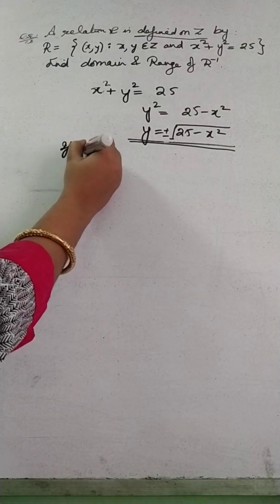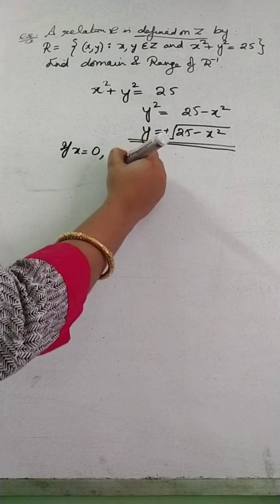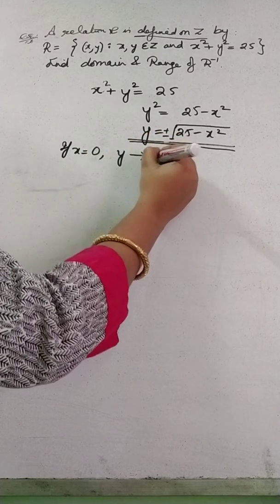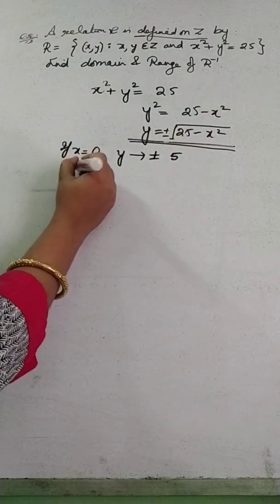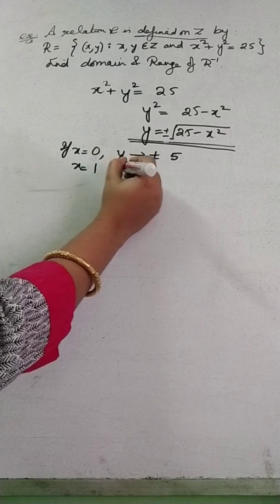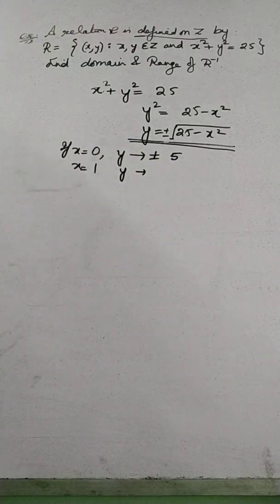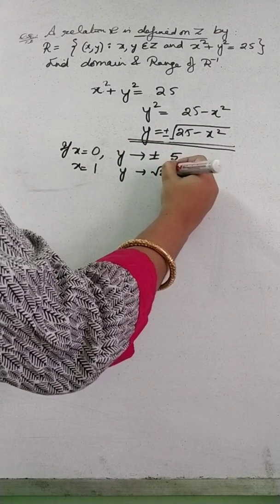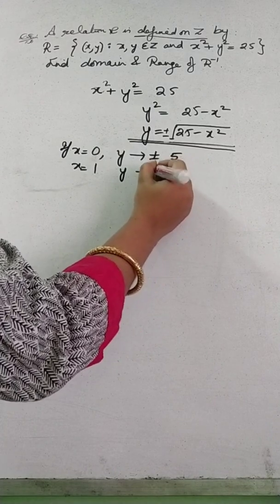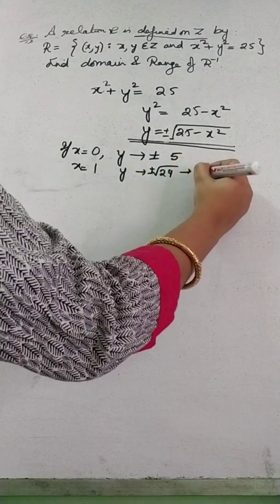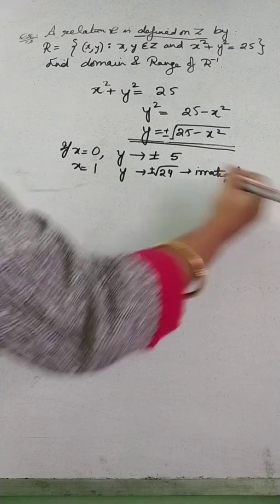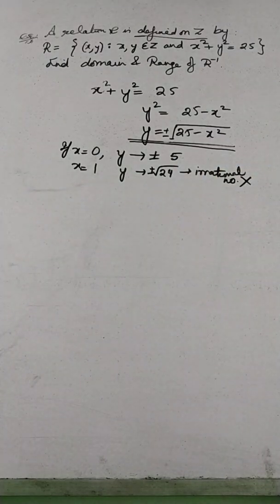So if x is equal to 0, what are the values of y? Root over 25 minus 0, plus minus, that gives us plus minus 5. If x is equal to 1, will we get anything? No. Y will be root over 25 minus 1, root over 24, which is irrational and not an integer, so we are not going to take it. Others I will do mentally.